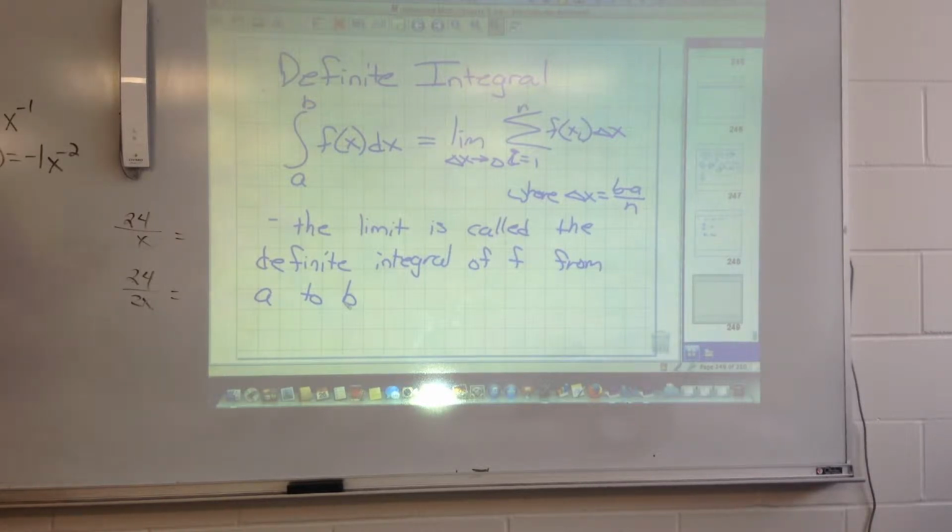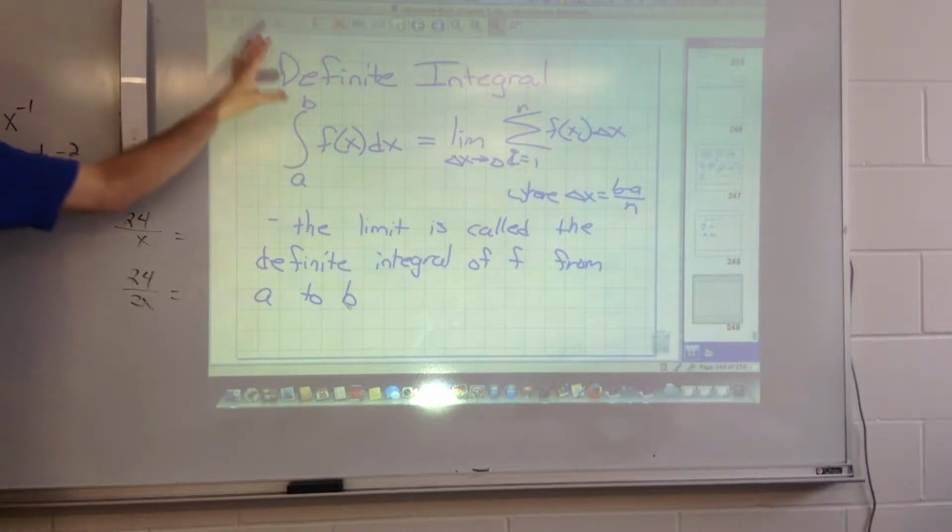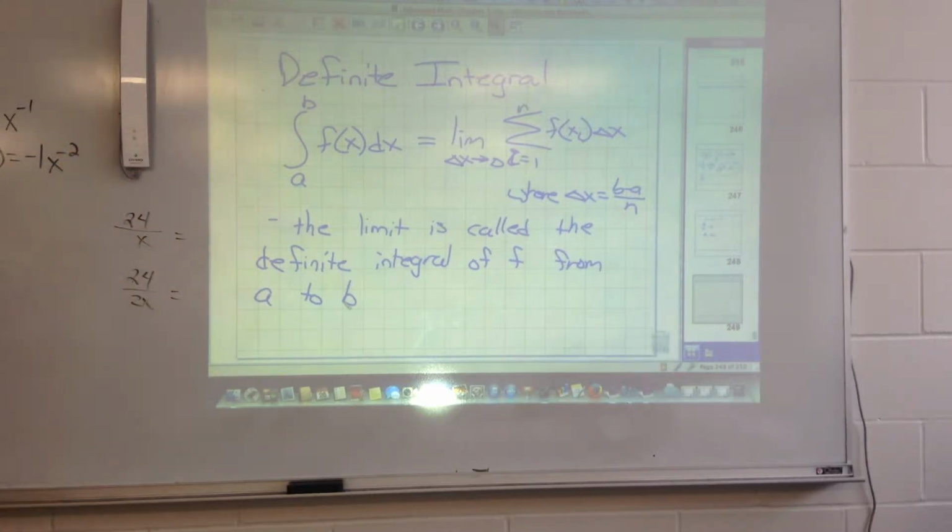Keep in mind, I'm going to stress again, the indefinite integral is a family of functions. The indefinite integral has that plus c on the end. So it could be 2x plus c, which represents an infinite number of functions. That's an indefinite integral. You're not getting an exact value or anything. When you do the definite integral, you are getting a value. You're getting a number.